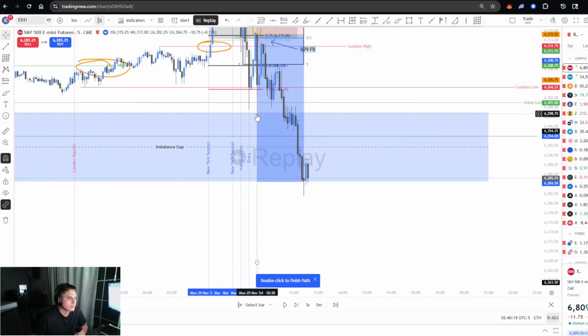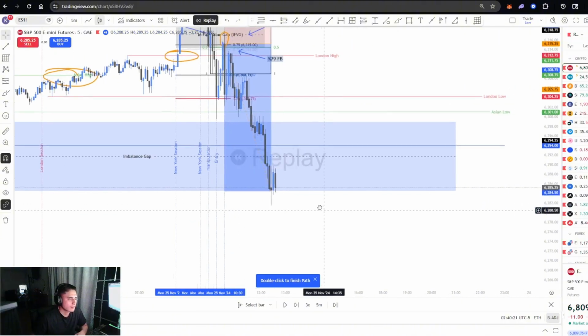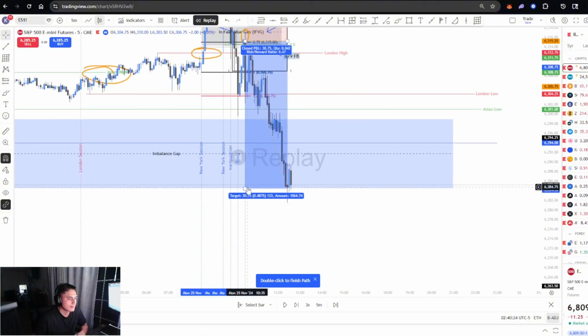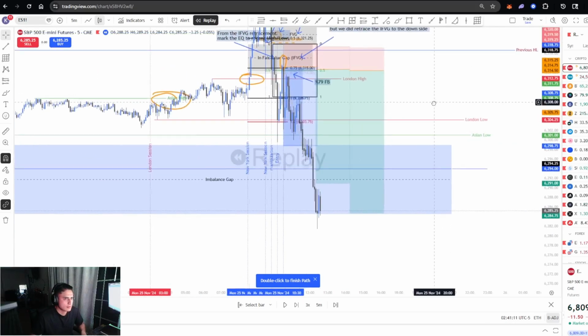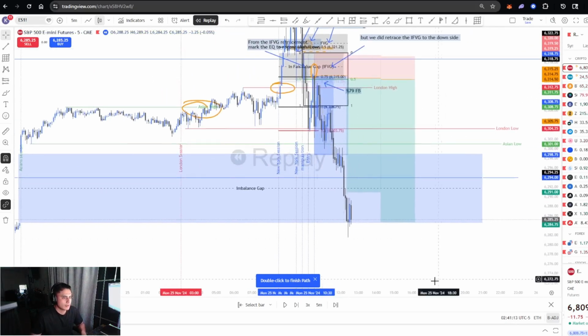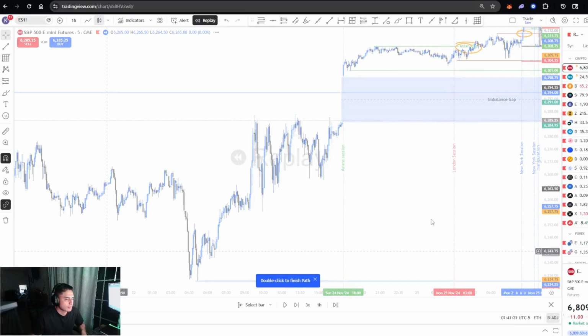So in this situation, I focus all the way to the bottom of this impulse gap, and I'll take a trade here and scalp it down. I would have taken profit here, taken profit in the middle, and then taken profit here. There you go, those are the two ranges. And from the day, that would have been it. So, back to the 1 hour chart.